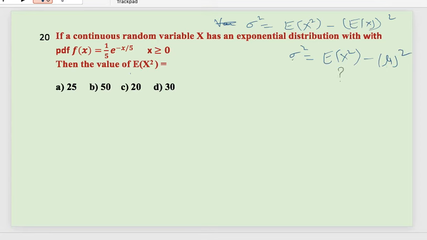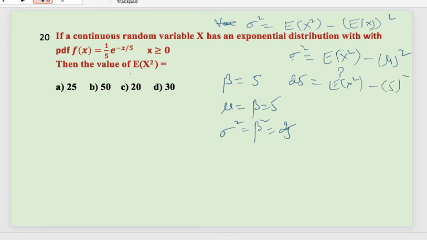So first of all, what is beta here? Beta is equal to 5. So I know that mean is equal to beta, which is 5. Variance is equal to beta square, which is 25. So we can plug in 25 over here, this is the unknown, and 5 square is also 25. So in the case of the exponential distribution, E of x square is always double the variance. We get 25, and when 5 square becomes 25 we add it on the right hand side, so it will be 50. So 50 is the answer, and it always happens like that because mu square and variance are always the same for the exponential distribution.